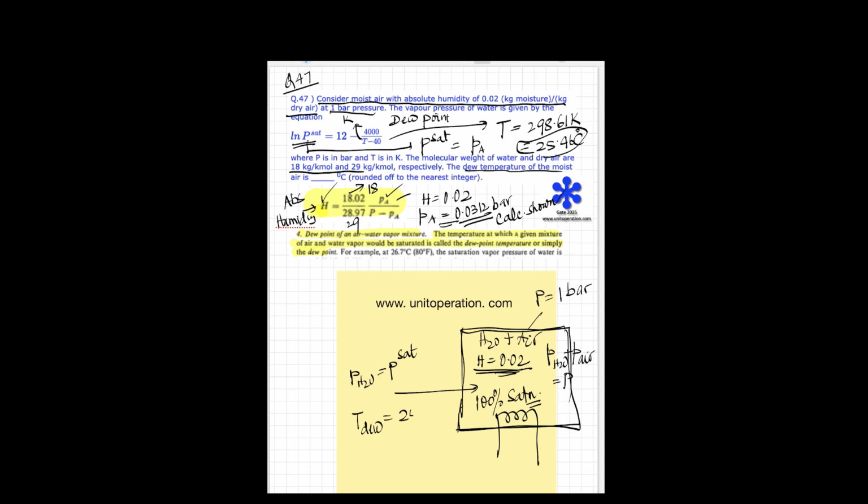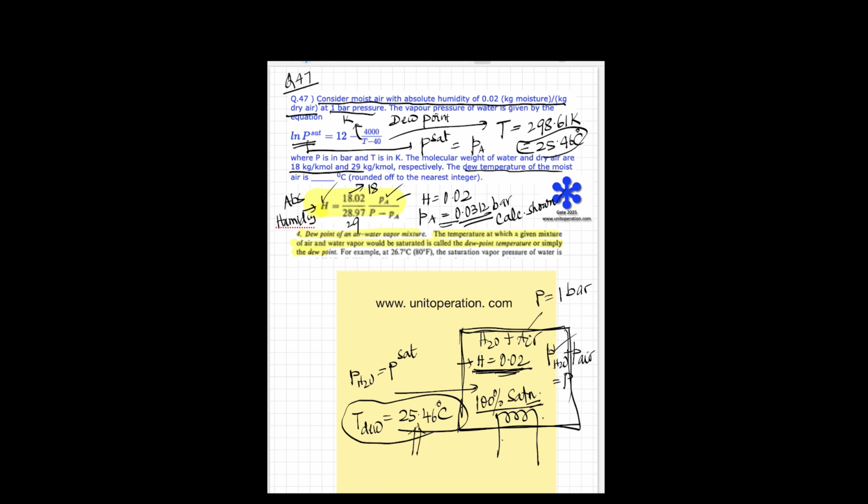What really happens? Here we have a certain amount of water and air mixture, and the humidity is this. We start cooling it down, and at 25.46 degrees Celsius this air will become 100% saturated with this water vapor. No water vapor or air is coming in or out of the system. So that's that. This is going to be my answer.